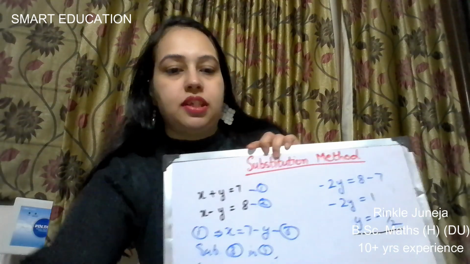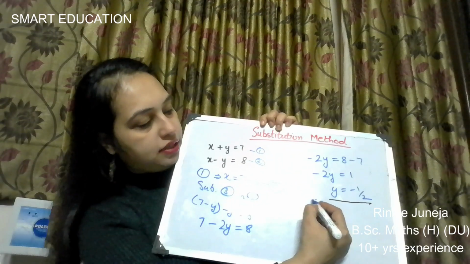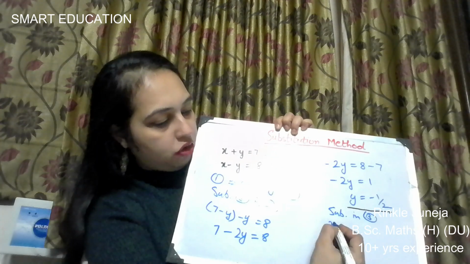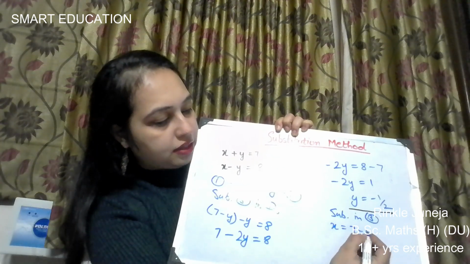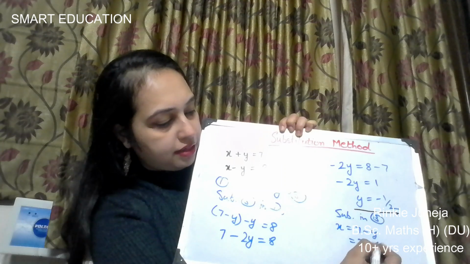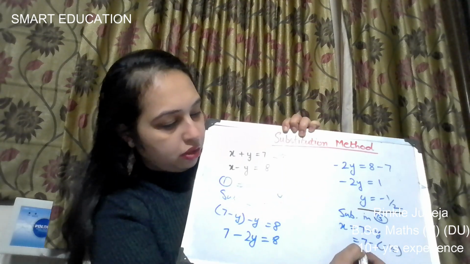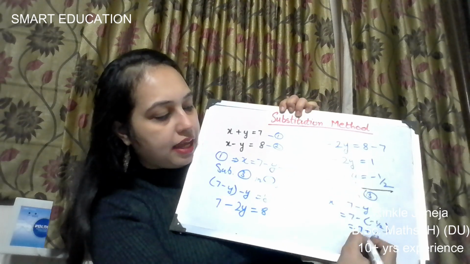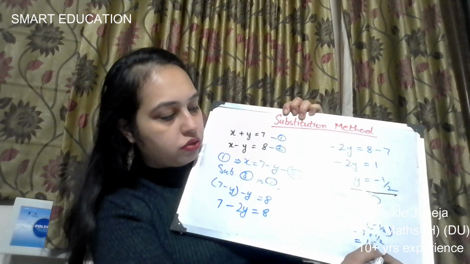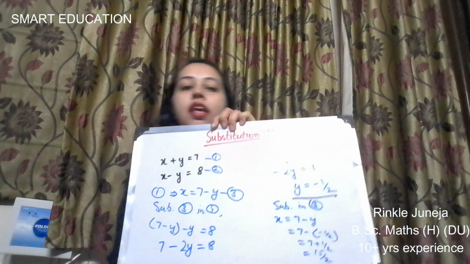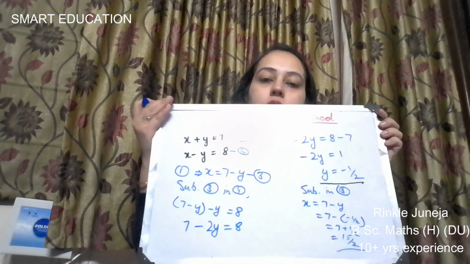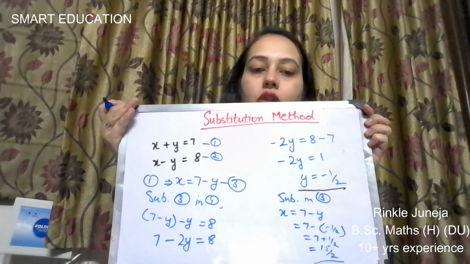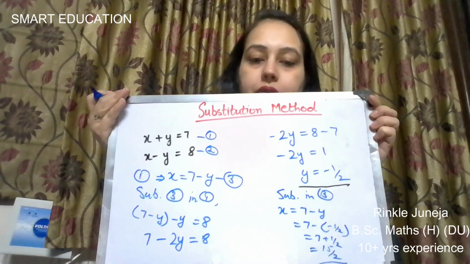Now we can substitute this value in equation 3. So substituting in 3, we get the value of x as 7 minus y. So this will be 7 minus of minus 1 by 2, which is 7 plus 1 by 2, and solving this we get the answer as 15 by 2. So this is the value of x. So this is how you substitute the value of one variable into the second equation and solve for the other variable.